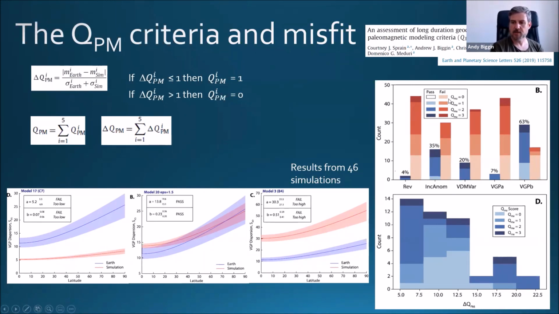So we've got two scores here. QPM score is how many of these 5 criteria they meet, and none of them met more than 3 simultaneously. And then we've got QPM misfit score, which is where you sum up the normalized errors, based on the uncertainties, between the models and the expected values from the paleomagnetic records, and they should sum to less than 5. We didn't get any that summed to less than 5. But here's an example of one which did pass at least our 2 paleosecular variation criteria.